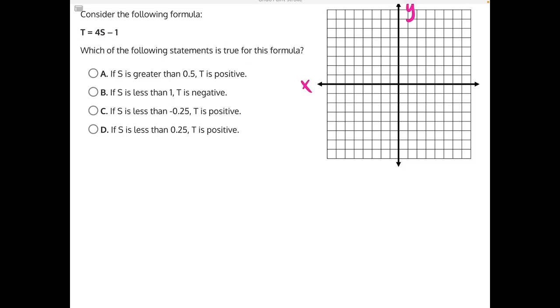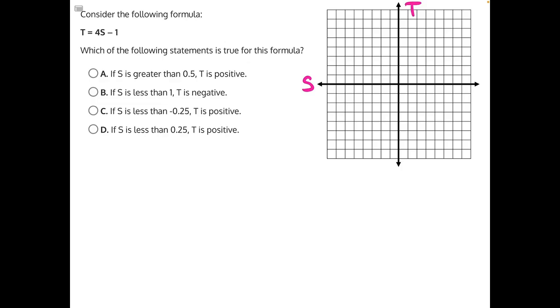If we read through our answer choices, we can see that s is something greater than or less than some value that has a direct effect on t. T is either positive or negative as a result of whatever s is. So that means that s is our cause variable or our x variable, and t is our effect variable or our y variable. So we can label our axes as the s and t axes as so.